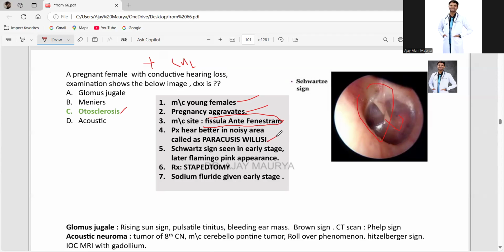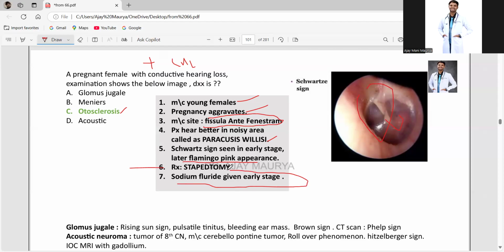Patient will hear better in noisy areas. It is called paracusis willisii. There is a Schwartze sign seen in the early stage, but later it changes to a flamingo pink appearance. Next one is stapedotomy, and sodium fluoride is given in the early stage.